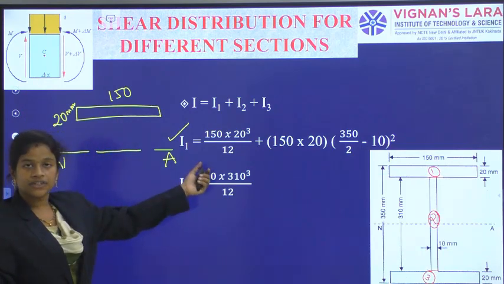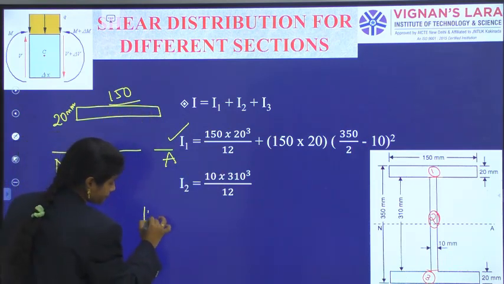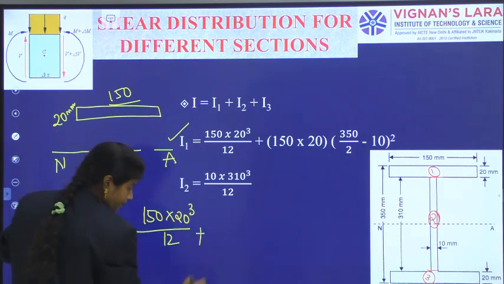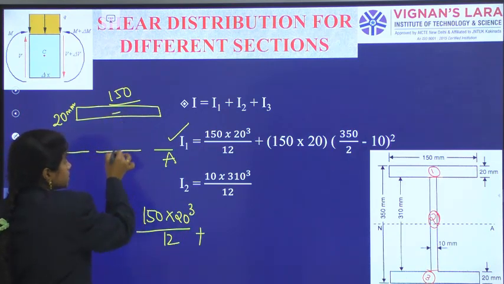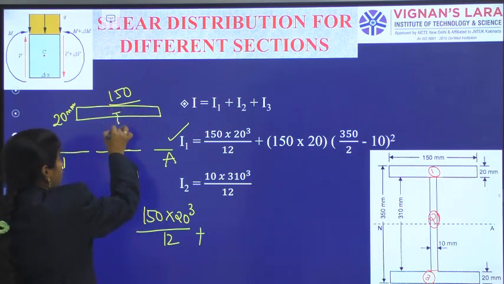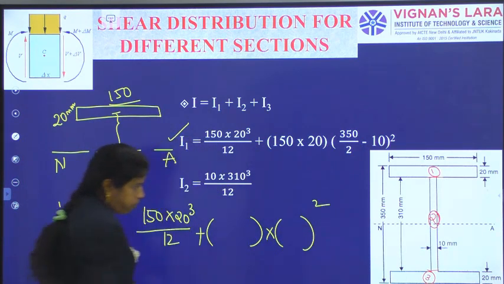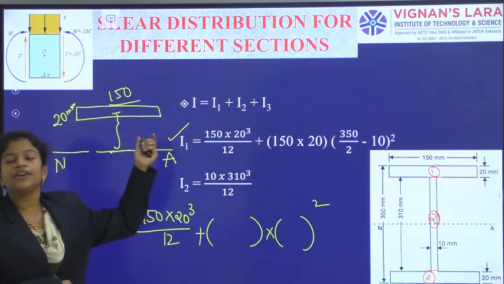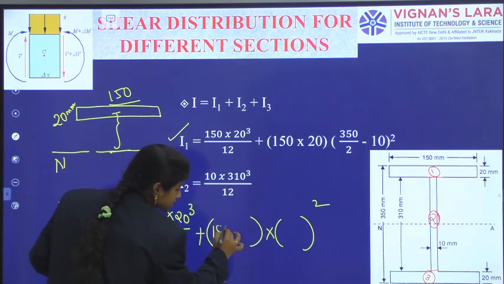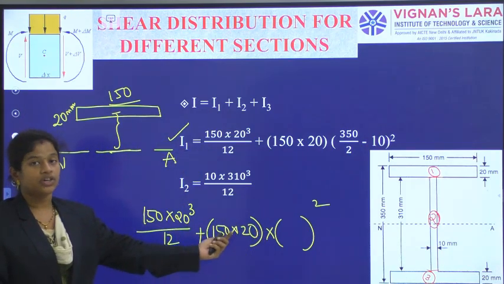Now, about the neutral axis for the first flange, B into D cube by 12, 150 into 20 cube by 12. If the centroid is passing through this, no problem. But this axis is distant from the centroid of the original. Sorry, this A into y square will come. Okay, so what is this A? A is the area of the segment that you are seeing now, 150 into 20. So, BD cube by 12 plus 150 into 20.